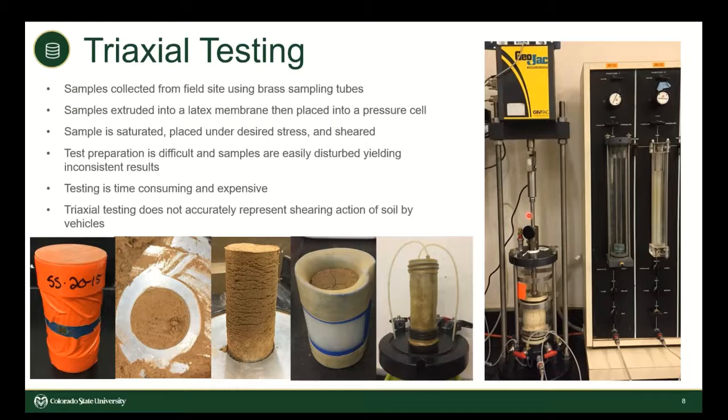It is also very time consuming and expensive. It can take several weeks or longer to conduct and upward of $3,000 a test. Preparation is difficult and samples are easily disturbed, yielding inconsistent results.